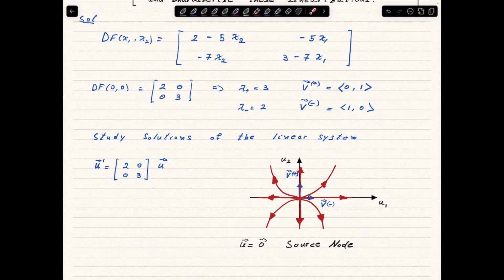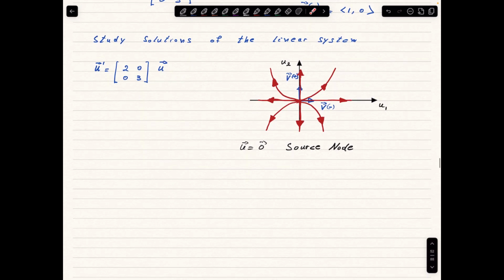So now let's move on to the next critical point. So now we need to compute the solution. Let's do it here, the derivative matrix at the other critical point, which was 3/7, 2/5.